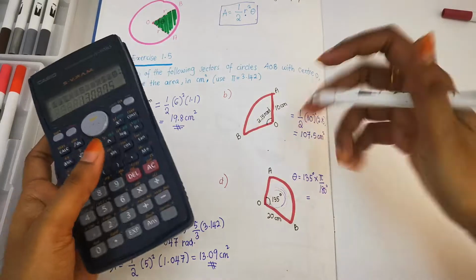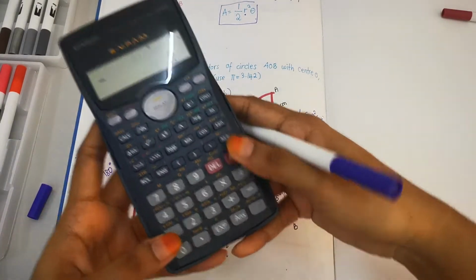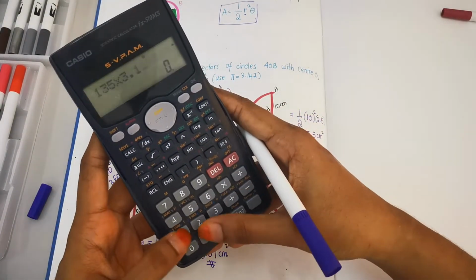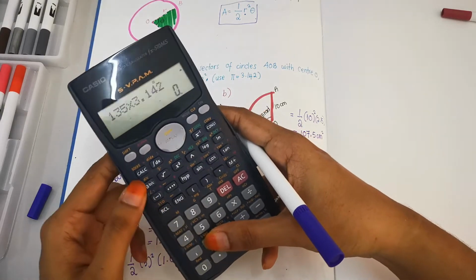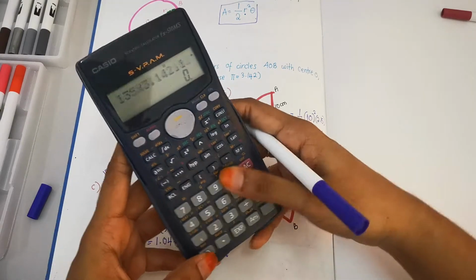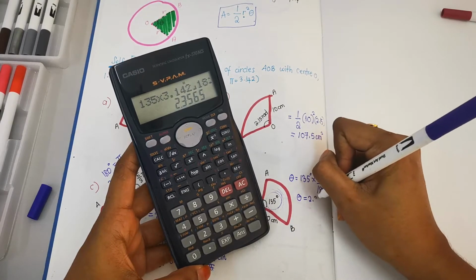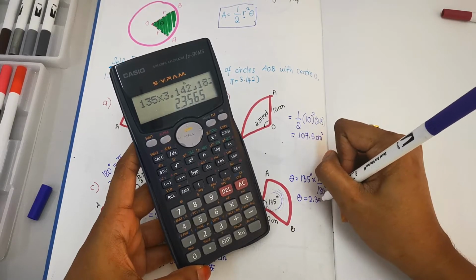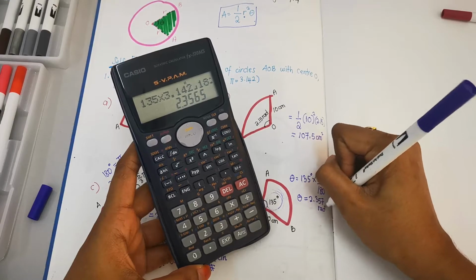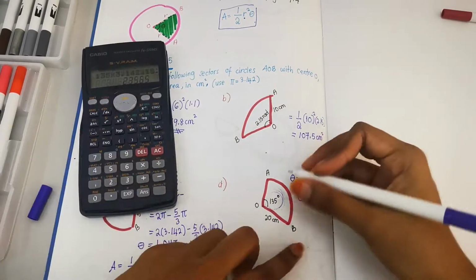You can change the pi to 3.142. So 135 times 3.142 over 180. So we get the theta is 2.357 radian. I'm taking 4 significant figures.